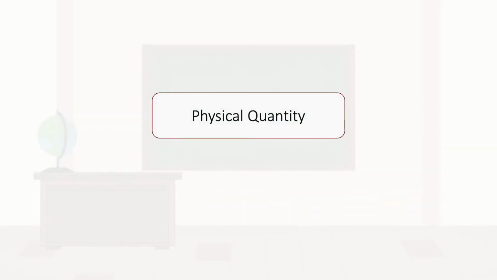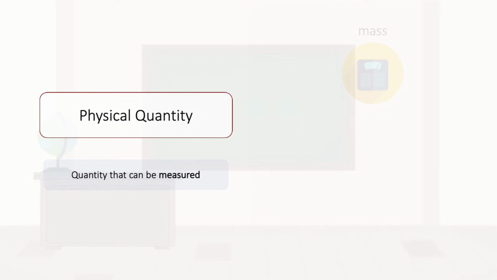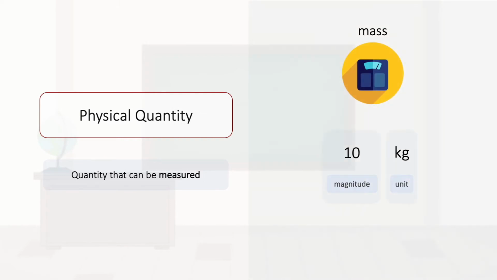Physical quantity, like the mass of an object, is the quantity of the object that we can measure. A physical quantity like mass is represented by a magnitude and a unit, like 10 kilograms, where 10 is the magnitude and kilogram is the unit.